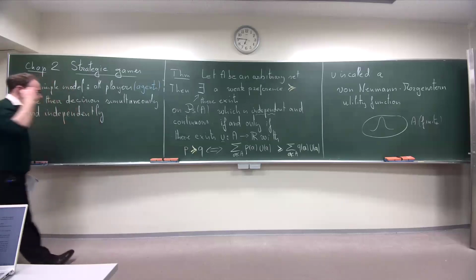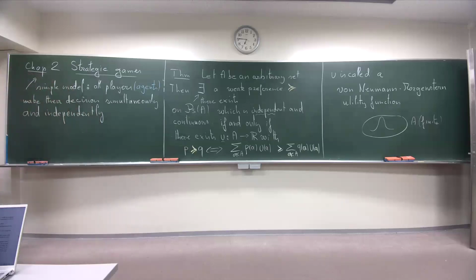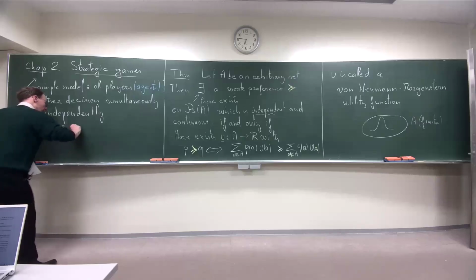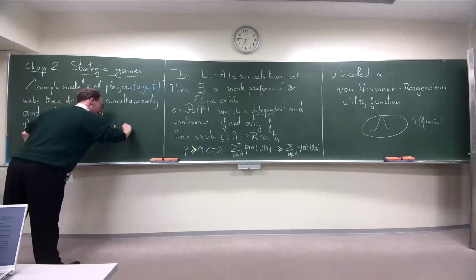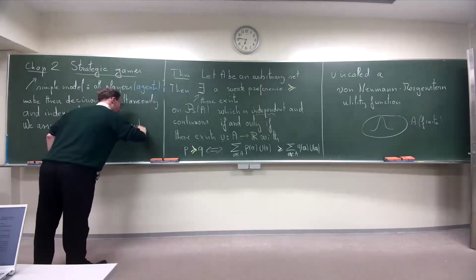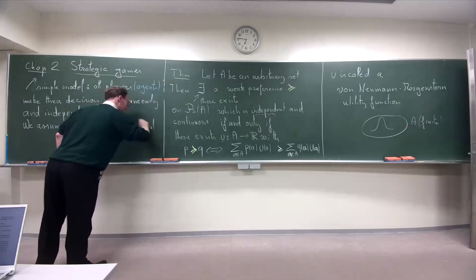You can already figure out that this is not the most general situation because players play at the same time and independently. But this is the first model. So they play simultaneously and independently. We assume each player is rational. And what do I mean by this?